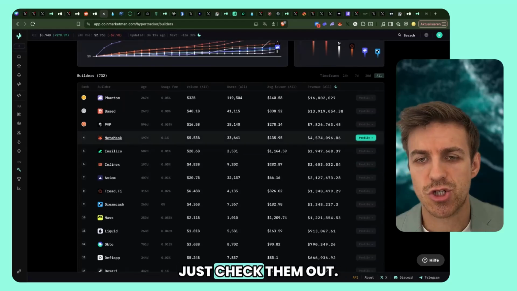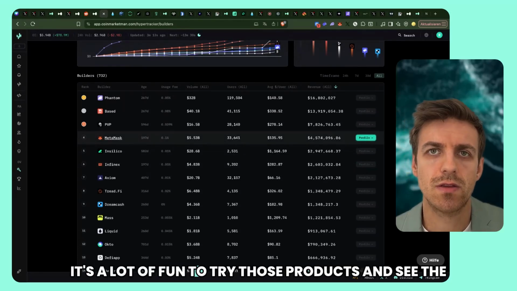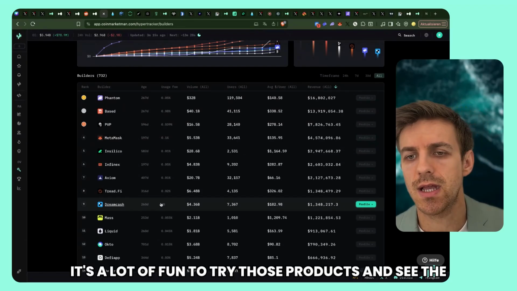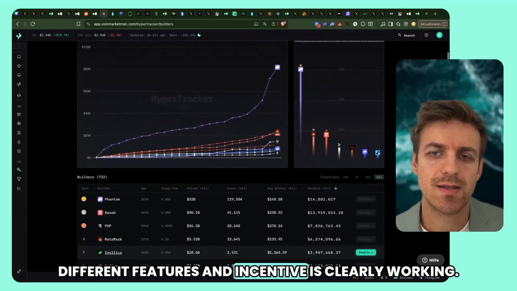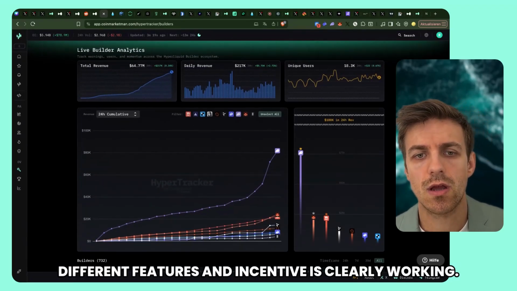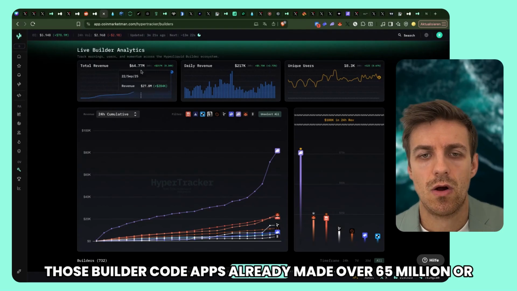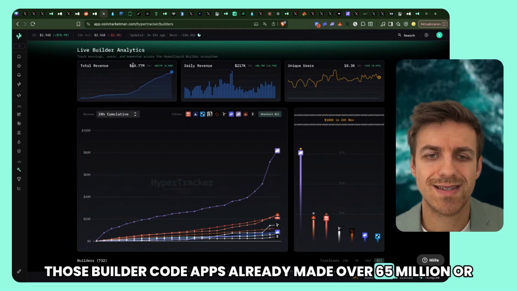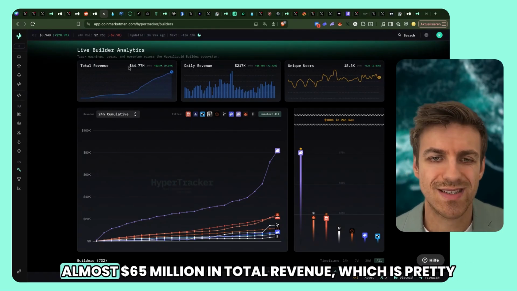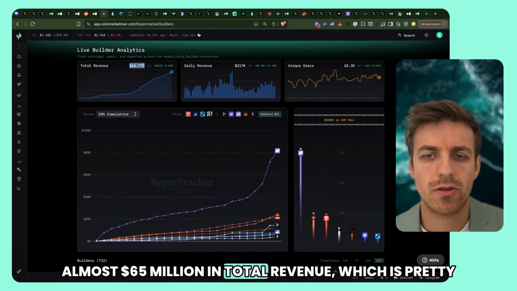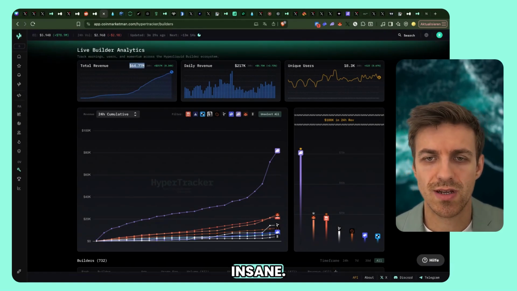But just check them out. It's a lot of fun to try those products and see the different features, and the incentive is clearly working. Those builder code apps already made almost $65 million in total revenue, which is pretty insane.